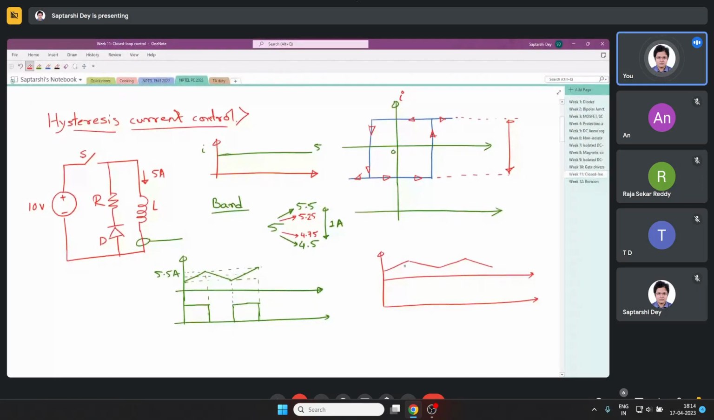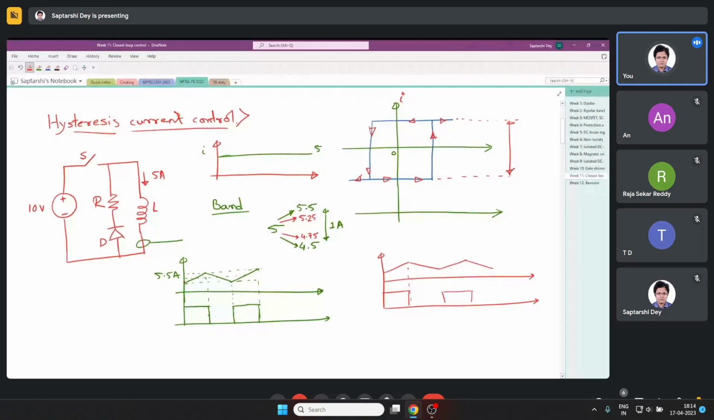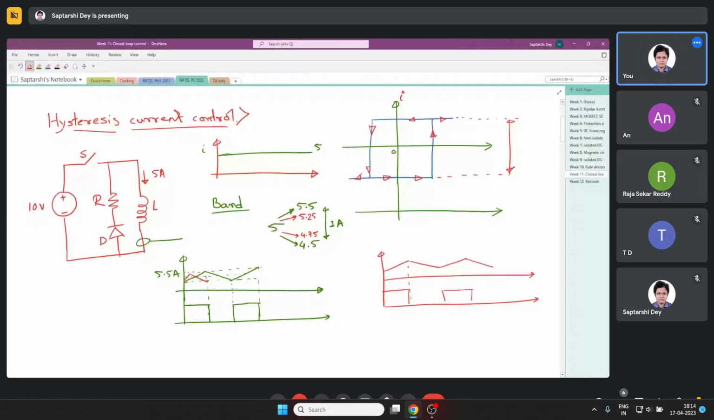Now can you tell me what else will change in the circuit? What else will change in the circuit? So if I draw it here, maybe it now becomes something like this.